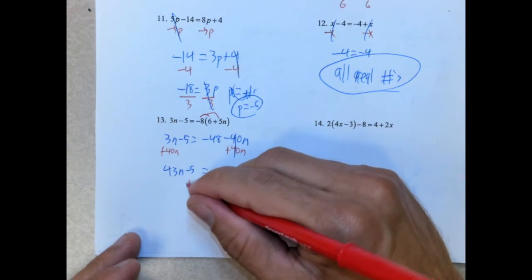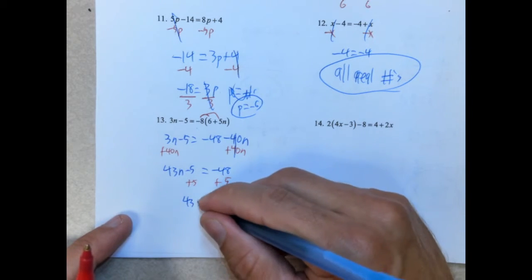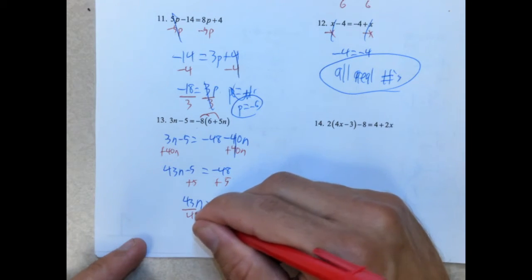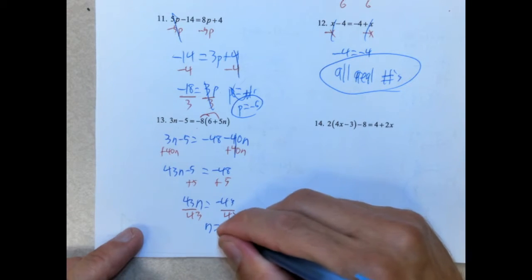Get rid of our constant. We're going to add 5 to both sides. So we're going to get 43n equals negative 43. Divide both sides by our coefficient, which is 43. And we're going to get n equals negative 1.